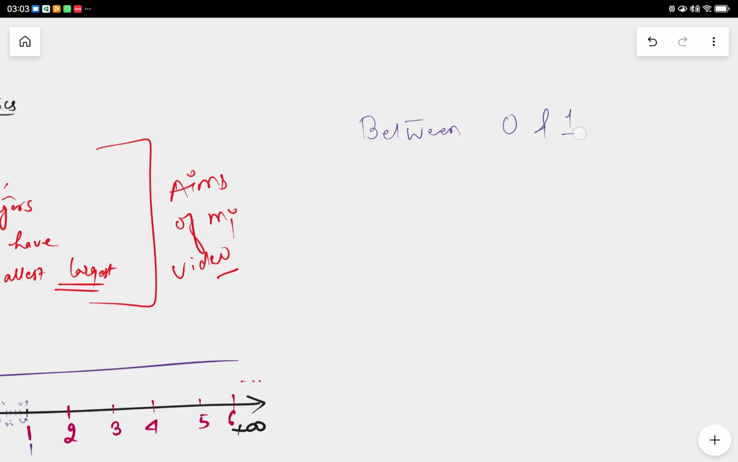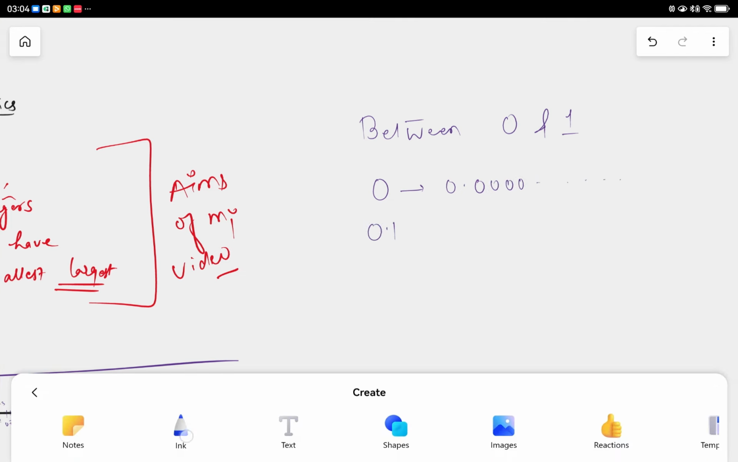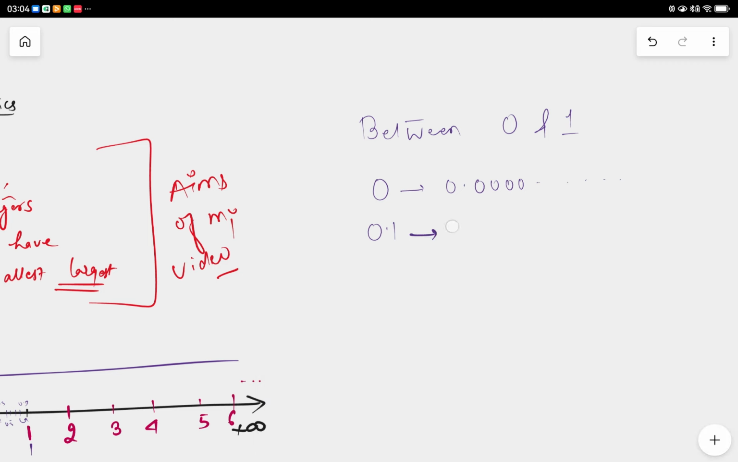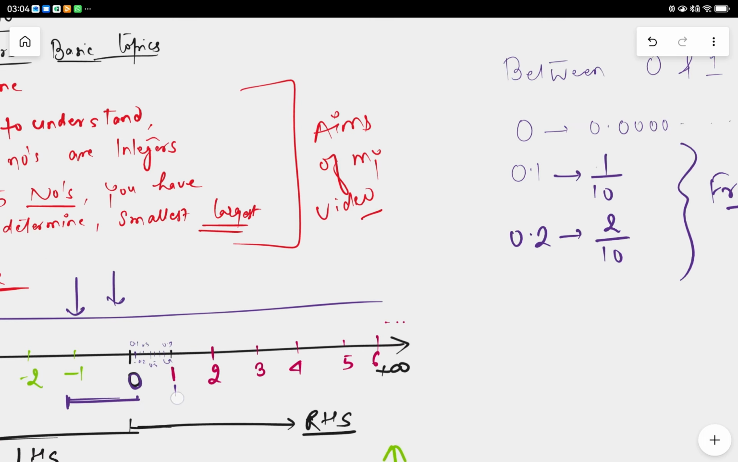So let us understand what is there between 0 and 1. So 0 is 0.00000, then comes 0.1, which is nothing but 1 by 10, then comes 0.2, which is nothing but 2 by 10. So these are known as fractions, and we will be discussing them in detail in another video. Right now we are just focusing on the integers.